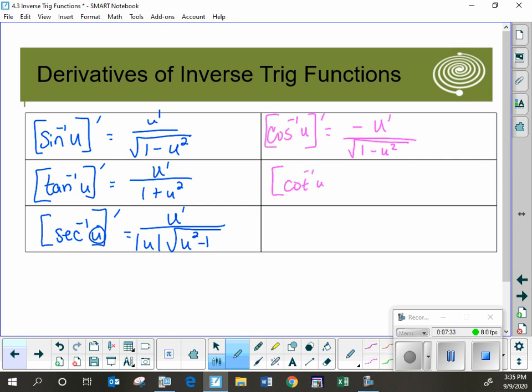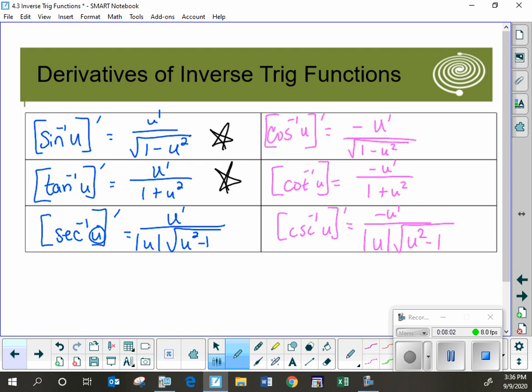Cotan inverse of u, its derivative is negative u prime over 1 plus u squared. And cosecant inverse of u, its derivative is negative u prime over absolute value u, square root u squared minus 1. Those 6 are good to have memorized. I would say primarily those are the 2 that the AP focuses on. Very seldom do you ever find the others, but we should know them.